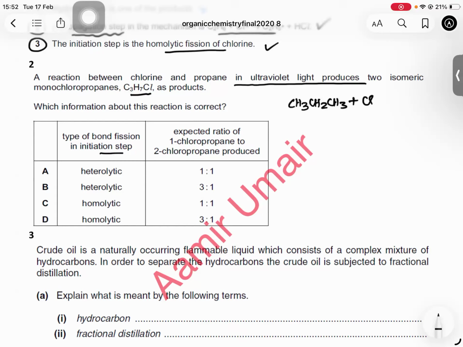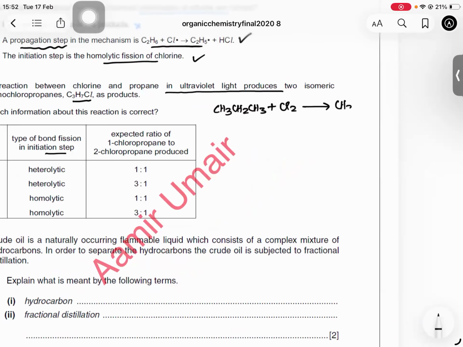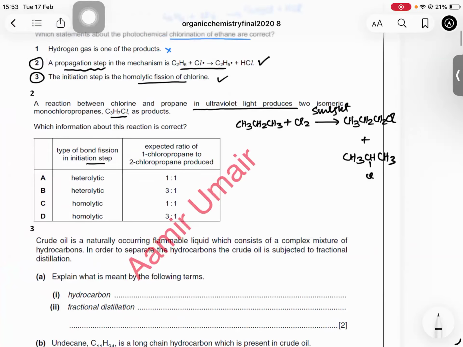CH3 plus Cl2. This is the reaction in the presence of sunlight, right? And two products are formed. One is CH3CH2CH2Cl, and the other one is CH3CHClCH3. If you look at the mechanism, the ultraviolet light or sunlight is required in this whole process. Now, what type of fission is taking place? Obviously, homolytic fission. We learned it yesterday. When a photochemical reaction takes place, it is always homolytic fission.